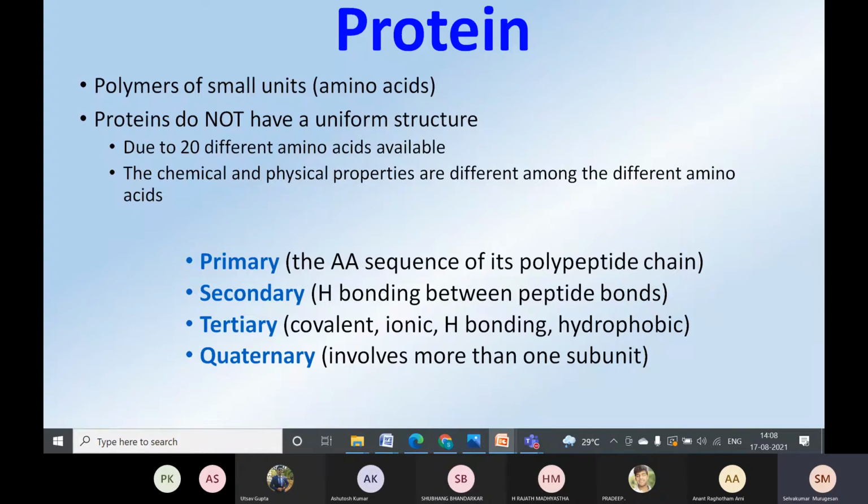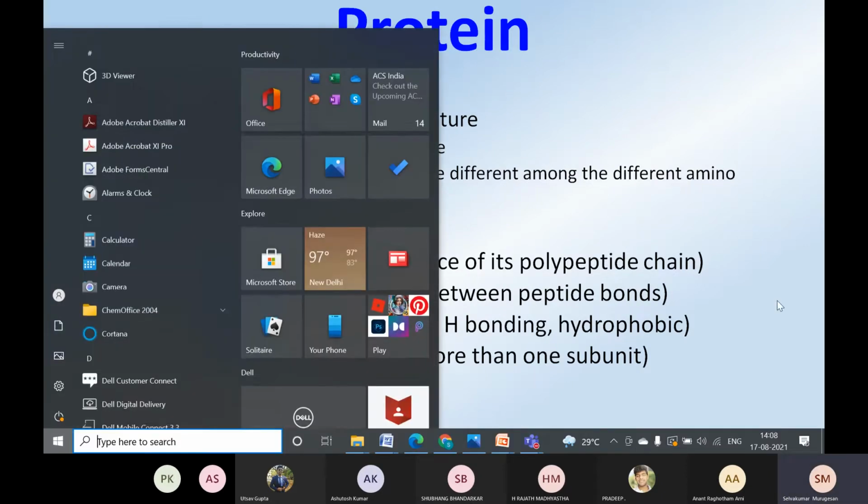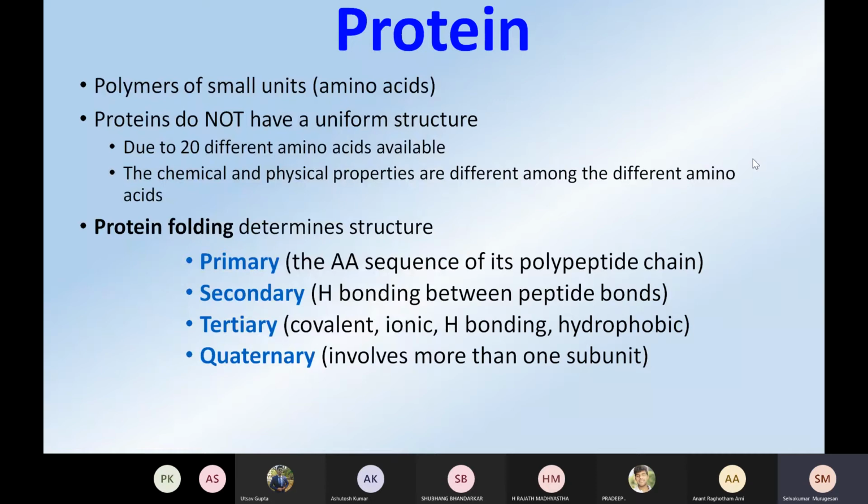So proteins do not have a uniform structure. That means they do have primary structures. But if you see the secondary structure, how exactly they orient or get the conformation or the configuration, there's no defined structure, due to the amino acids and their structures, like the formation of polypeptide bonds, etc. Nevertheless, they do have major structures, like four different folding structures according to the protein folding phenomena.